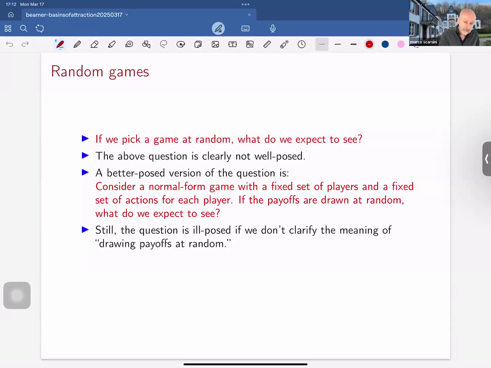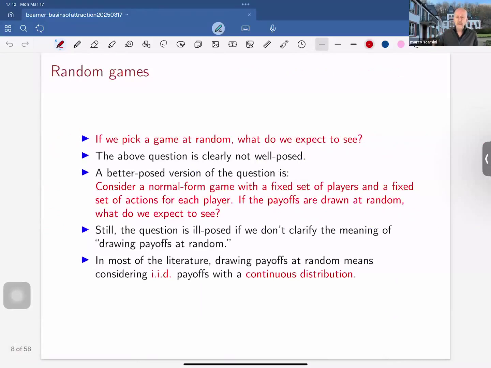In the beginning of this literature, this was supposed to mean: take each payoff to be a random variable, and assume that these random variables are IID and have a continuous distribution. IID seems to be a natural thing. It comes from statistics, from what we teach students at the beginning, when you sample. And the reason for assuming a continuous distribution is to avoid ties in the payoffs. That's the only reason for that. So this was a standard assumption in this literature.